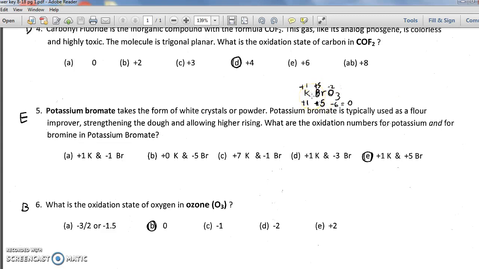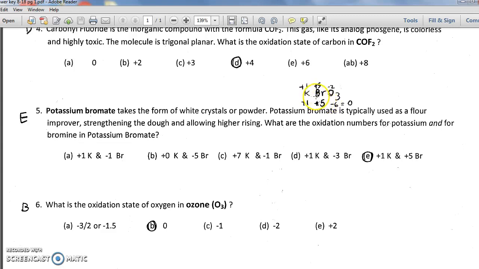Potassium, if you remember in your rules, automatically gets +1. The alkali metals automatically get +1. The alkaline earths automatically get +2. So the potassium's +1. The oxygens are -6. So +1 and -6 is -5.